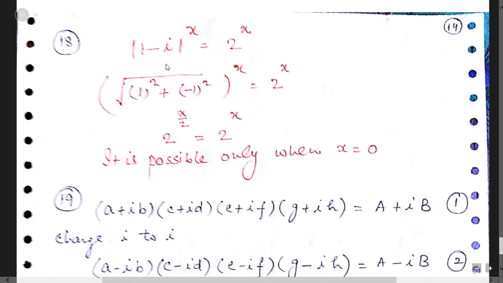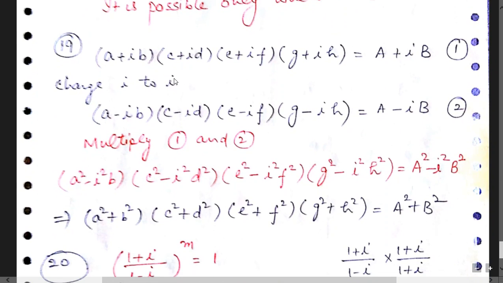Question number 18. (1 minus iota) raised to power x is equal to 2 raised to power x. What is the meaning of modulus? It means square of the real part plus square of the imaginary part, square root. It's 2 raised to power x over 2 basically, because it is square root 2, is equal to 2 raised to power x. Now this statement is possible only when x is equal to 0, otherwise this statement is not possible.